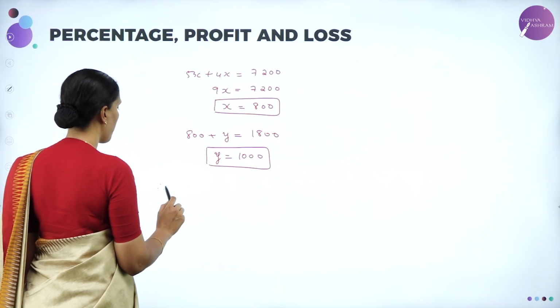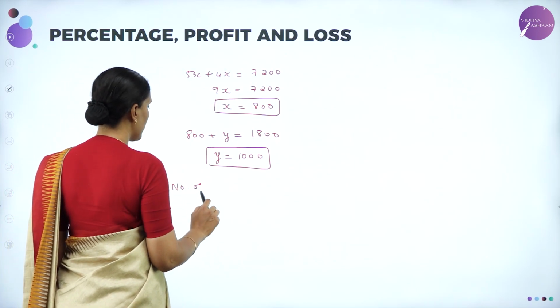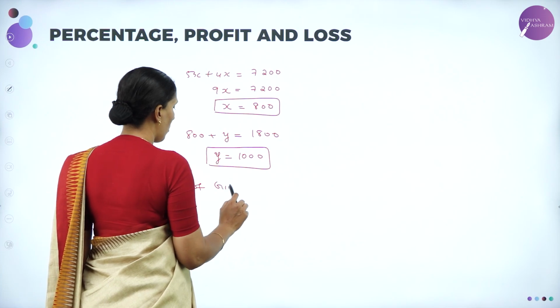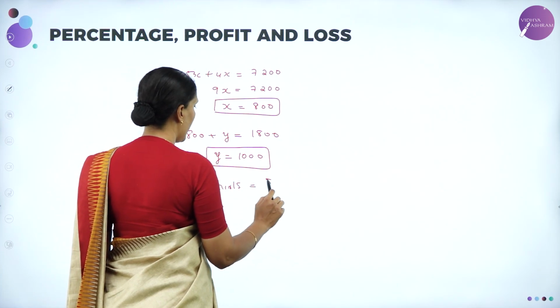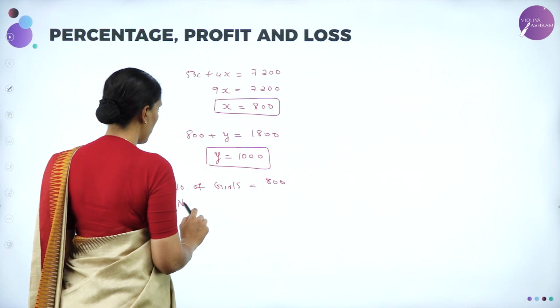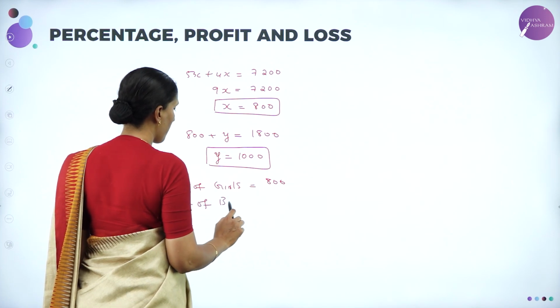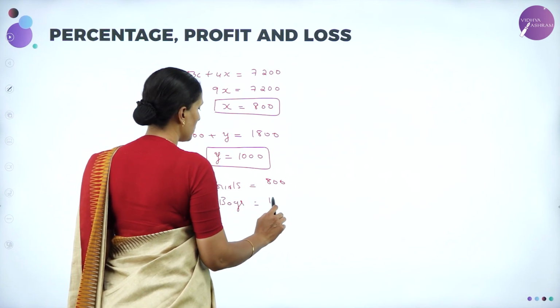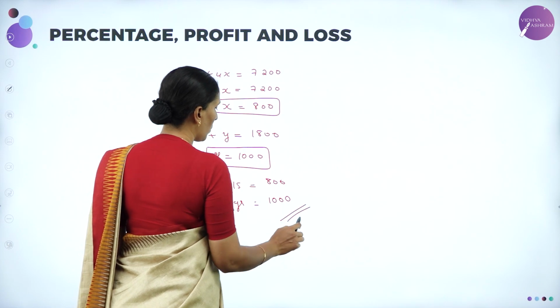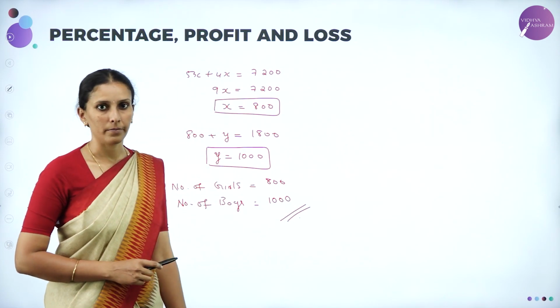So therefore, the number of girls is 800 and the number of boys per 1,000. So the total is 1,800.